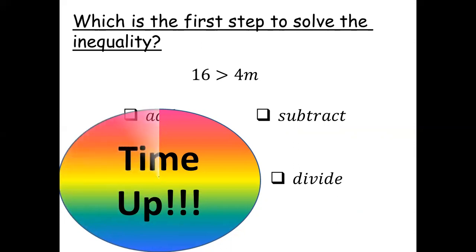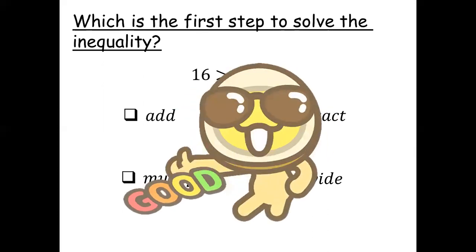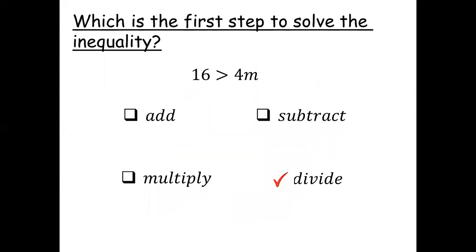Okay, your time's up. So the correct answer for this question is the last one, which is divide. Why is that divide? Because definitely the operation we are going to use to solve this question is divide, because it is 16 is greater than 4m, 4 multiplied by m. So we are going to do the opposite or the inverse of multiply, which is divide. So 16 divided by 4 is the first thing we are going to do. The first step to solve this inequality is divide, or even if the question was what is the operation you're going to use to solve this inequality, it is going to be divide. Well, that's a good job if you have got the correct answer. Right, let's move to the next question.